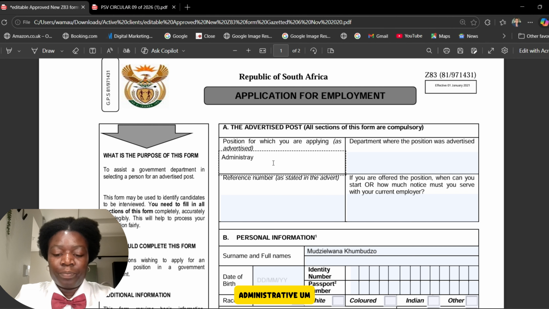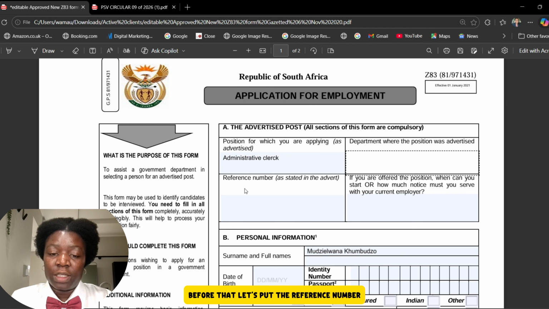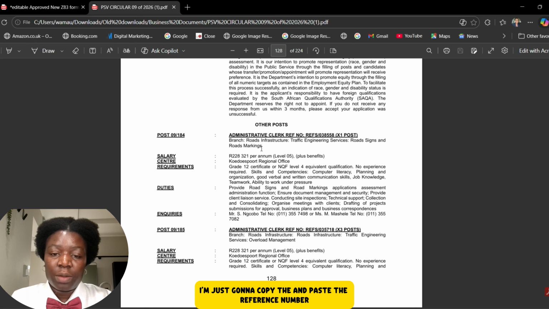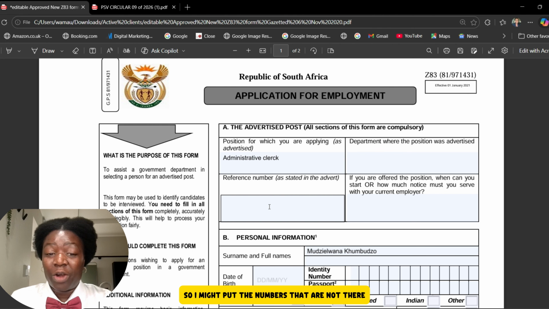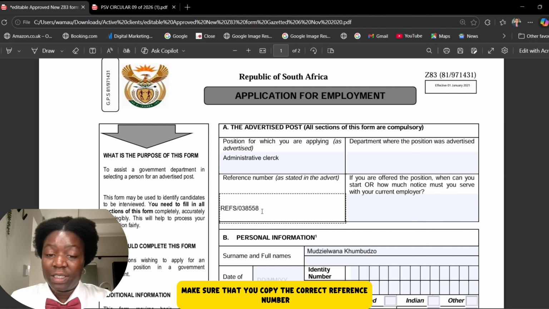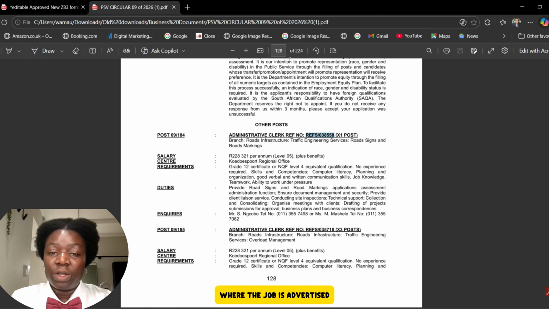administrative clerk, right? And then the department where the position was advertised. Okay, before that, let's put the reference number. I'm just going to copy and paste the reference number, because one thing I know about myself is I'm really bad with numbers, so I might put numbers that are not there. Make sure that you copy the correct reference number, because this is how they know which job you're applying to, right? And then the department where the job is advertised.